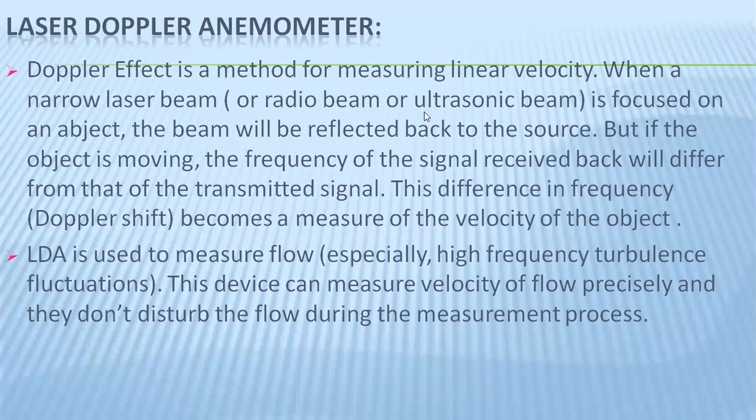In this laser Doppler effect, the object should be moving for the flow rate to be calculated. The frequency of the signal received back will differ from the transmitted signal. We can pass radio signals onto the object, and the signal received back will differ from the transmitted signal. By using these received back signals, we can calculate the flow rate with this laser Doppler anemometer.